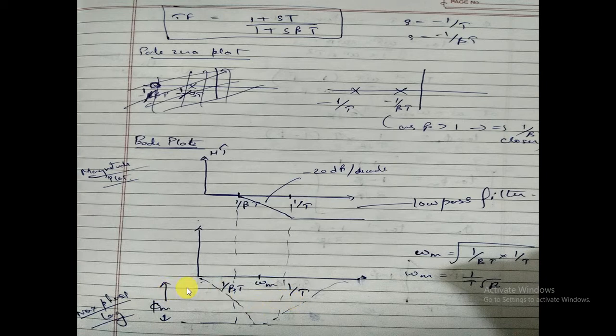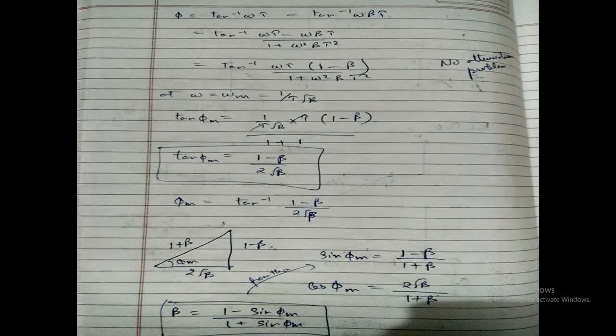And this phi and this omega m, again as I told, just multiply the other two poles and zeros locations, and take the square root, and we will be getting 1 by T under root of beta. Everything is almost the same in phase lag and phase lead. So now we need to calculate the phi m.